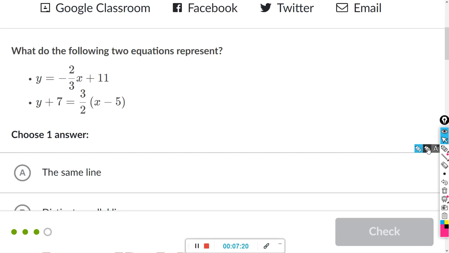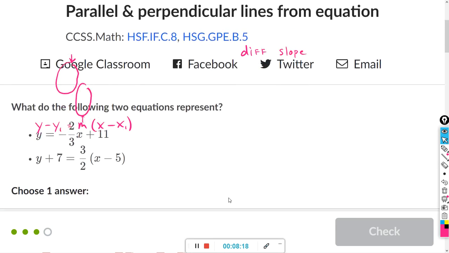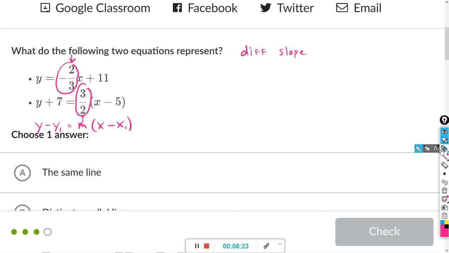All right, similar to the first one, this is y equals mx plus b. This is the slope m. You could make the other y equals mx plus b, but we don't need to, because I can see this is in point slope form. The bottom equation is in this form, y minus y1 equals m times x minus x1. It's already in point slope form, so I know that m is just 3/2. And this m in the first one is negative 2/3. So we already have different slopes. So it can't be the same line, and it also can't be distinct parallel lines.